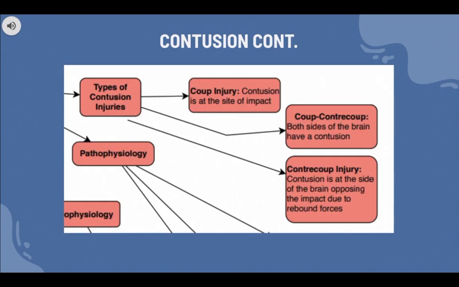There are three types of contusion injuries. Coup injuries are where there's a contusion at the site of the impact. Contra-coup injuries are where the contusion is at the side of the brain opposing the impact. Coup-contra-coup injuries are a combination of the two.